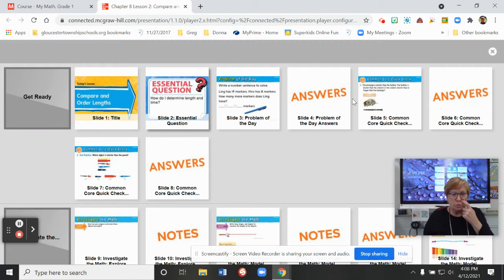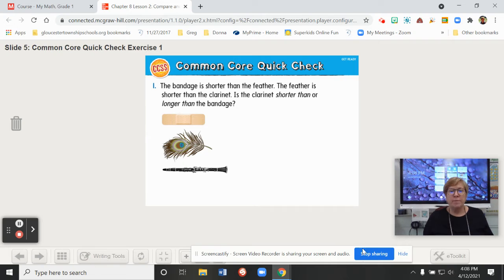Okay, so let's go to our first warm-up question. This is also where you might want to use your whiteboard to write the answer. The bandage is shorter than the feather. The feather is shorter than the clarinet. Is the clarinet shorter than or longer than the bandage? Pause and write your answer. Yes, the clarinet is longer than the bandage.